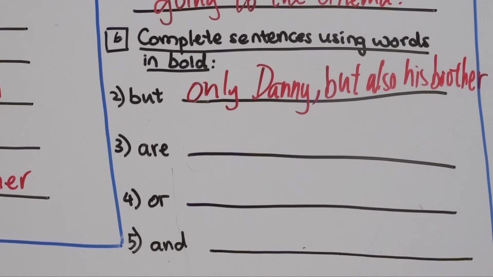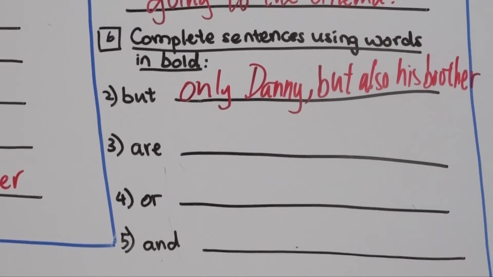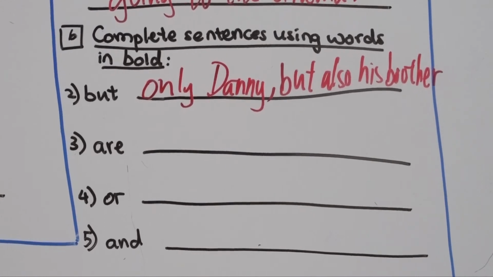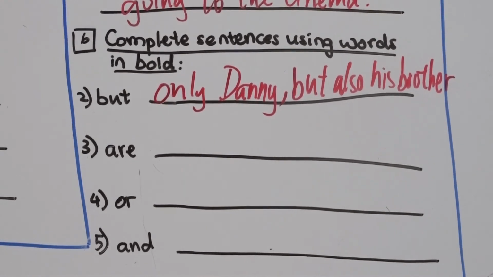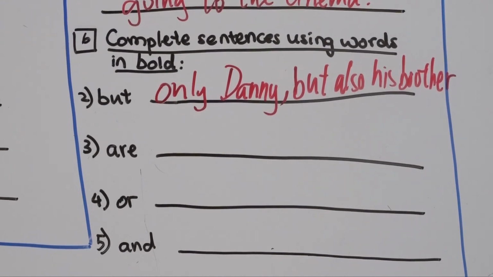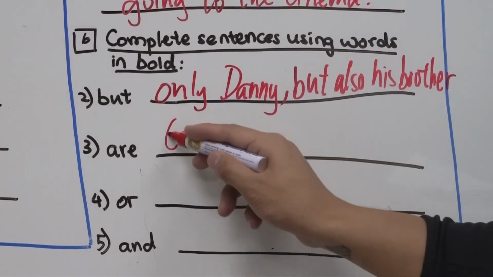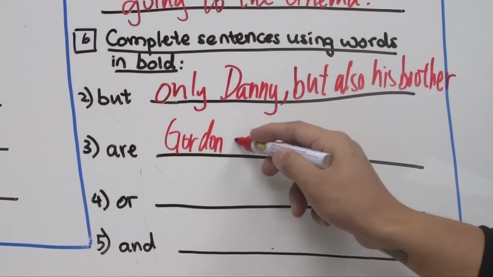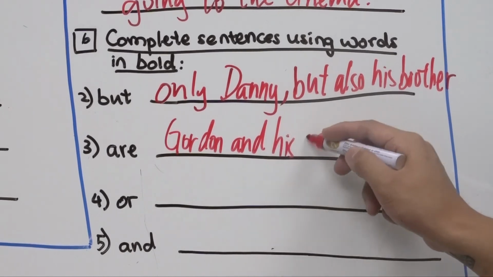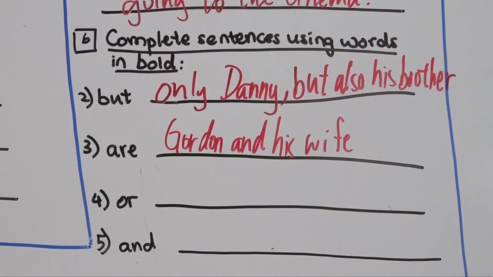Alright, so let's go to number 3. Gordon is a journalist. His wife is too. Journalists are people who write the news, okay? They can work in TV or newspapers or magazines, right? So what do you think? Okay, then we have both and the word are. If it's just one person, then we don't need to use both. But both means 2 people. So both Gordon and his wife. And that's where we'll use the word are, okay? Are journalists. Gordon and his wife are both journalists.